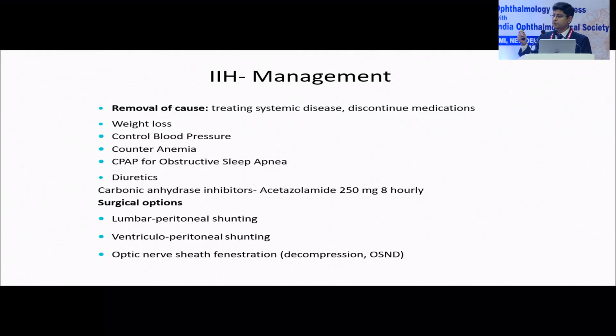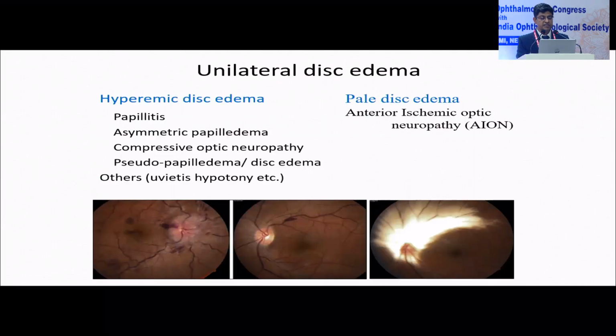Weight loss, as a thesis under Dr. Swati showed, while one of the most challenging things to achieve in life, is definitely very impactful when you are managing IIH. And of course, all the other things: look for drugs that the patient may be having, controlled blood pressure, anemia, CPAP for obstructive sleep apnea, diuretics, but our sheet anchor remains acetazolamide. Surgical options are there. We do optic nerve sheath fenestration if the vision is significantly affected.